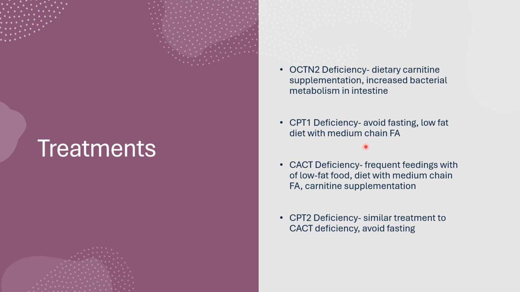Another dietary addition is low-fat diets with medium chain fatty acids, and that's just to decrease the need to break down heavier, longer fatty acids. That's harder to do when you're struggling to send things through beta oxidation.